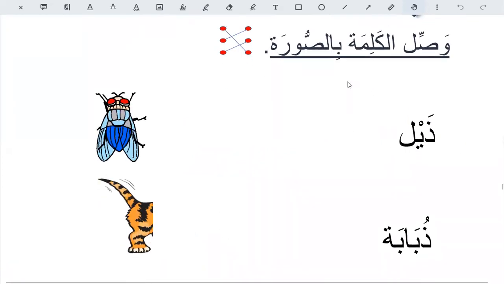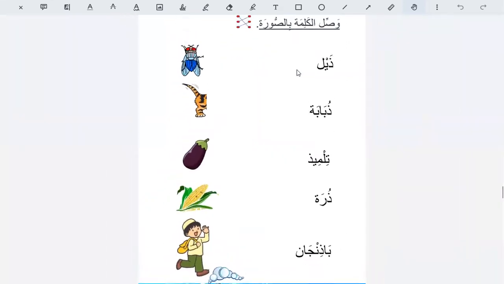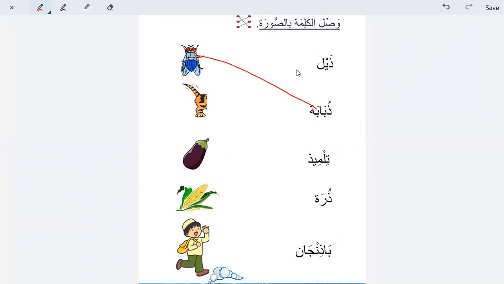Join the word with the picture. Latifa. Fly. Zubaba. Good. Tail. Zail. Good. Brinjal. Bazinjan. Good. Corn. Zura. Good. Student. Tilmiz. Riyan. Yes. Join them. Why? Zubaba, second one. Good. Tail, Zail, the first one.